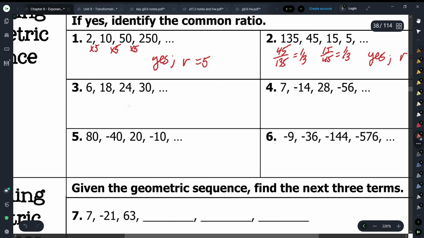Okay, next. Let's see. So this is times 3. Ooh, 18 times 3 is not that, so already right here, it doesn't work. So this is a big no. All right, from here to here, multiplying times negative 2, and this is times negative 2 as well, and times negative 2. So that works, right? Yes, it does. R equals negative 2.